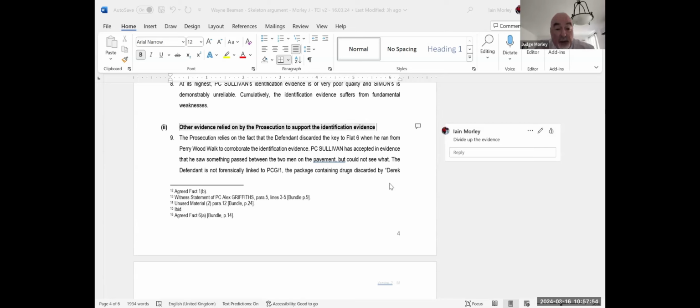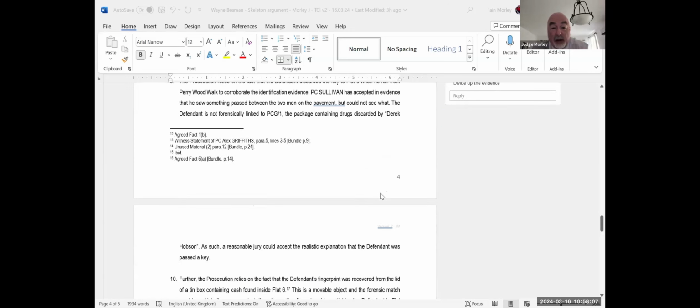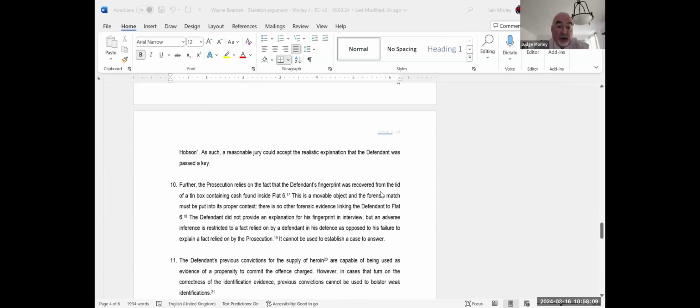PC Sullivan has accepted in evidence that he saw something passed between the two men on the pavement, but could not see what. The defendant is not forensically linked to PCG1, which is the package containing drugs discarded by Derek Hobson. As such, a reasonable jury could accept the realistic explanation that the defendant was passed the key.